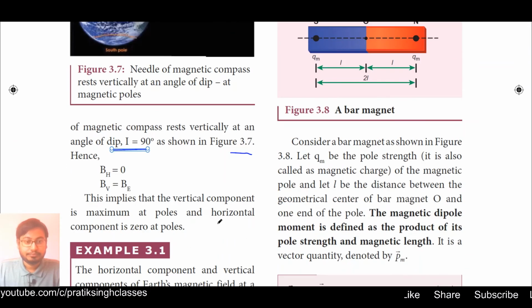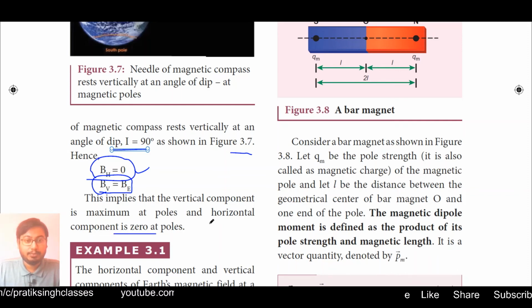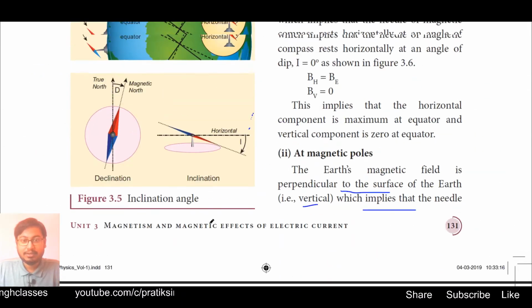So in that situation, Earth's horizontal component is equal to 0, because it is equal to BE cos 90 degree, and here the vertical component will be the total magnetic field. This implies that the vertical component is maximum at poles and the horizontal component is 0 at poles. So this is all about the magnetic field of Earth.